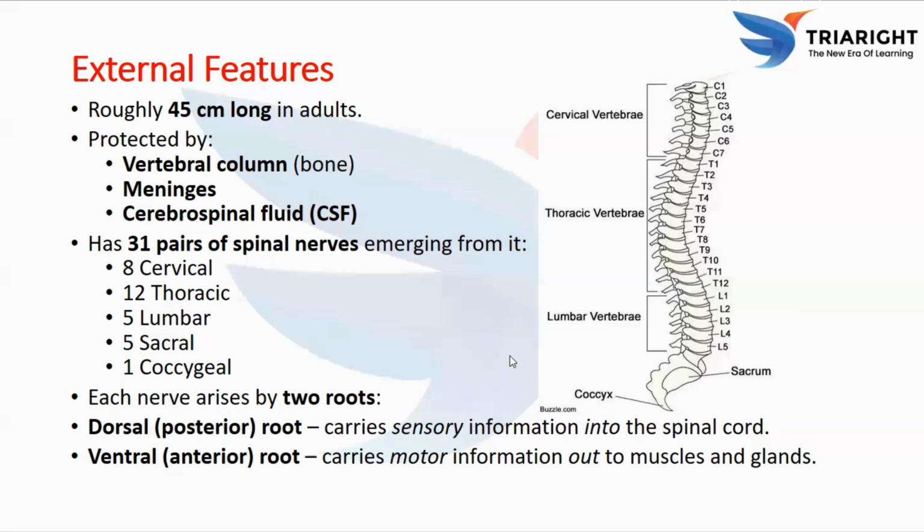So each spinal nerve has 2 roots. One is dorsal and the other is ventral. So dorsal is nothing but the posterior side.